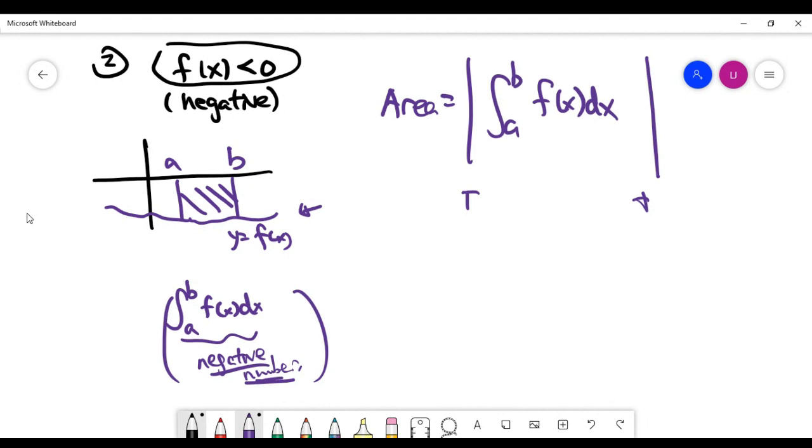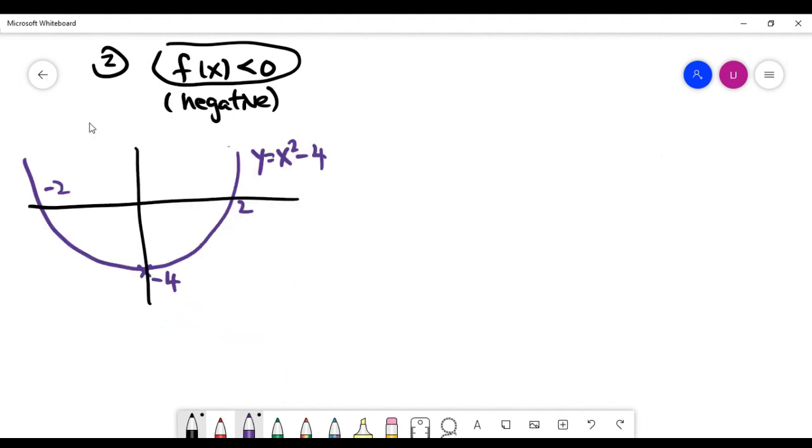Let's look at an example now. Please look at the current picture, which is a parabola. The function is x squared minus 4. Of course, the y-intercept is minus 4 now. You're pulling the parabola down by 4 units. So it's minus 4 for the y-intercept. I would like to look at the shaded region, let's say from 1 to 2.